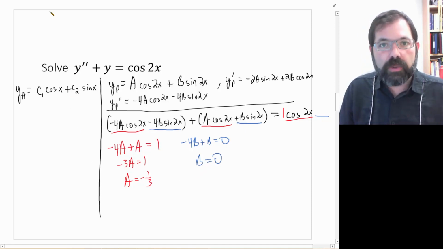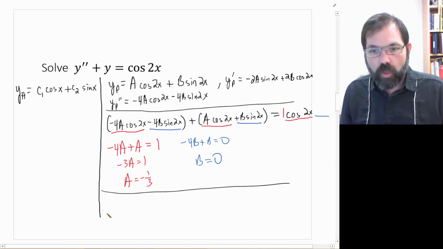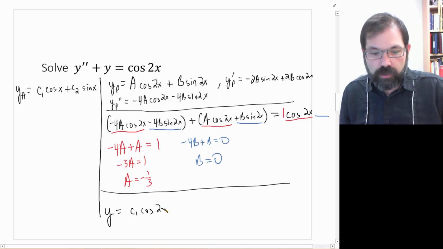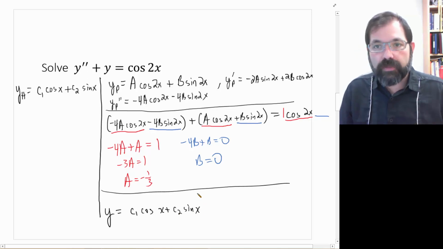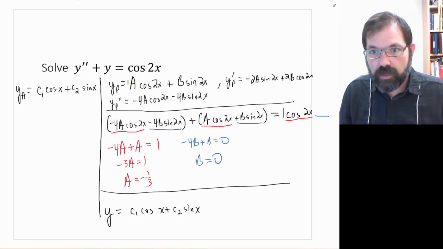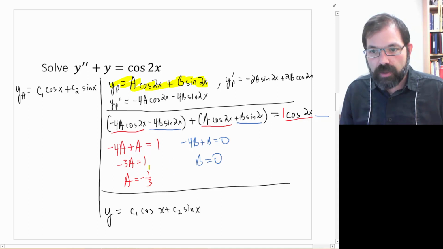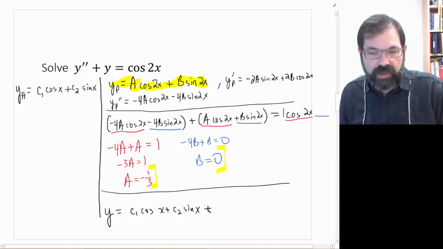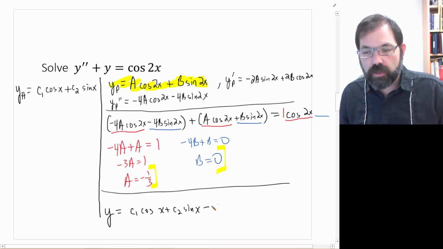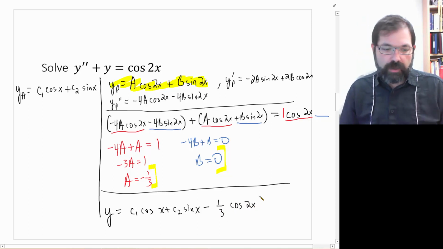All right, and we can then put together the general solution. y equals the y sub h, c1 cosine 2x. No, sorry, it was just x. c1 cosine x plus c2 sine x. And then we have the y sub p, and the assumption now is y sub p is a cosine 2x plus b sine 2x, and I now know that a is negative 1/3 and b is 0. So plus, well, I guess really minus 1/3 cosine 2x.